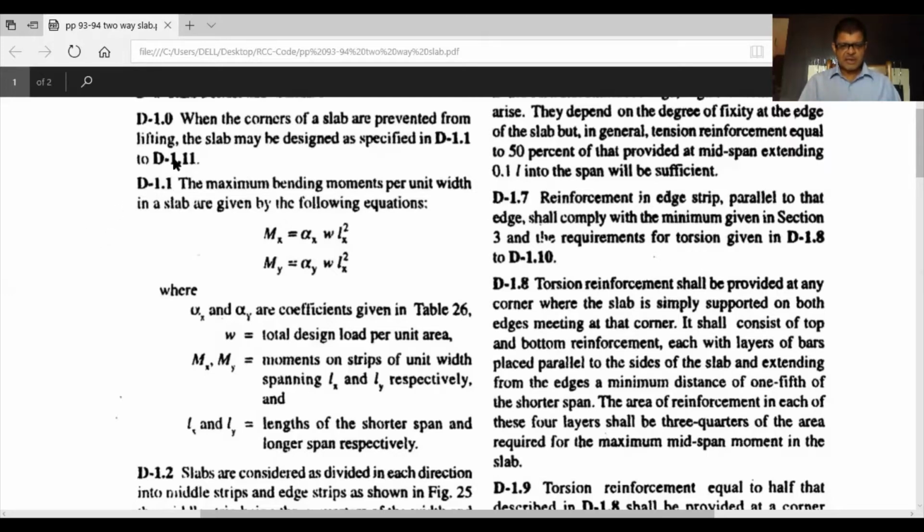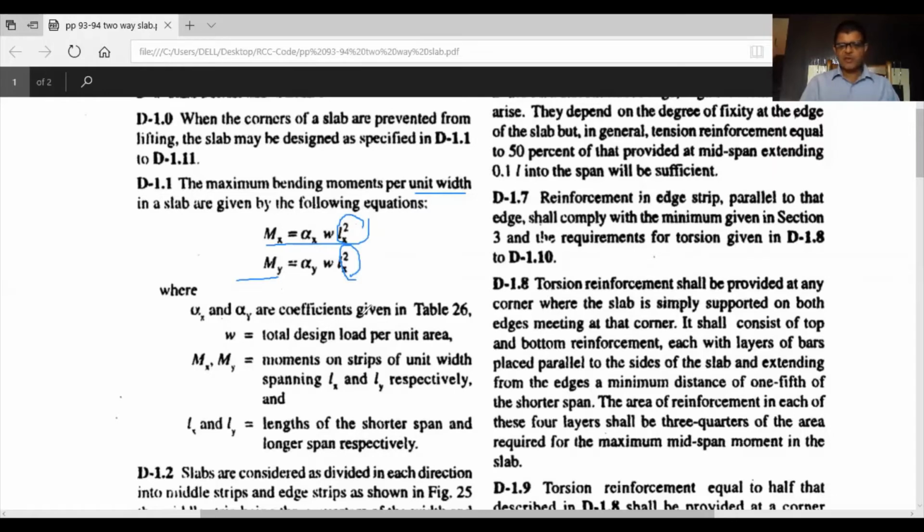Now, for the restrained slab, the 2-way restrained slab, the maximum bending moments per unit width in the slab, we have also discussed that always you take 1 meter width, unit width. Then the bending moment in the x direction is equal to alpha x w Lx square, and also My in the long direction is alpha y w Lx square. In both cases it is Lx square. Don't confuse that it is one Lx, one Ly. Both are Lx square. What are alpha x, alpha y?